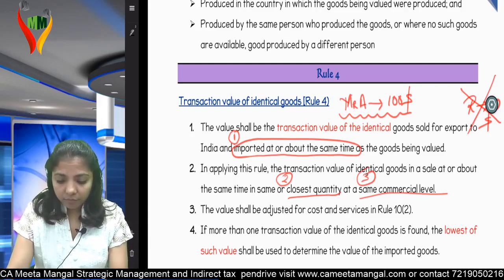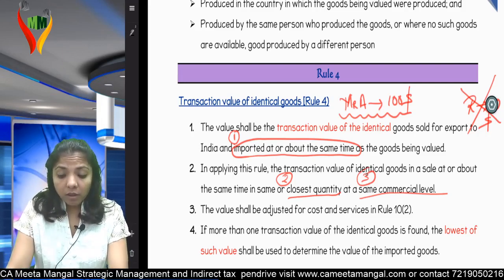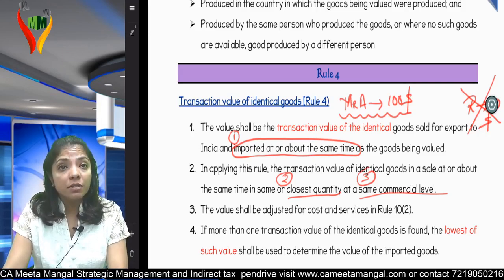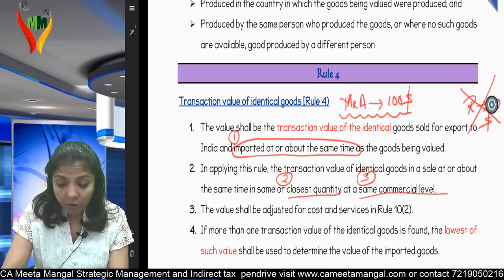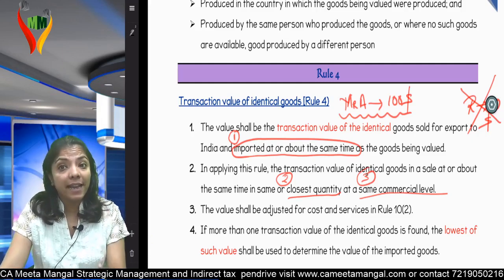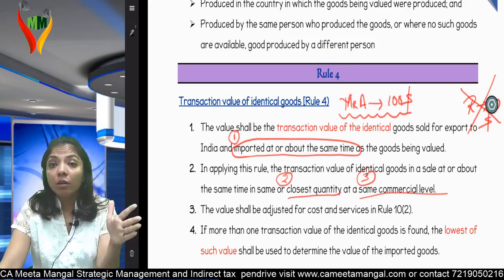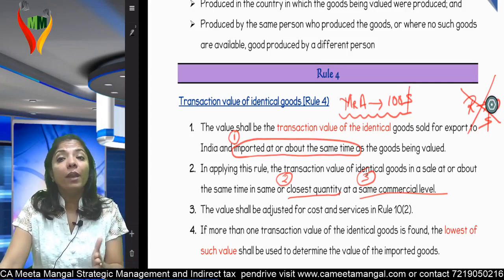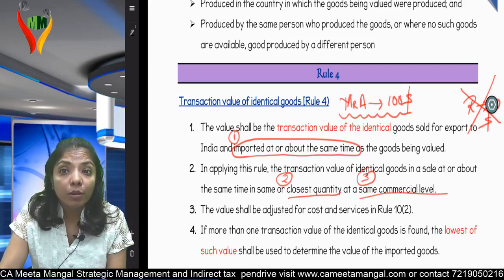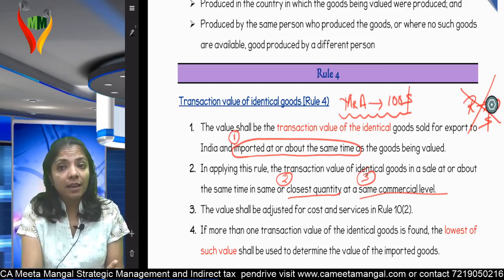Yes. Now, in applying, okay, second point, third point. The value shall be adjusted for cost and services in Rule 10 Subrule 2. Understand? We have already studied Rule 10 Subrule 2. I hope you're with me. See, what is $100? $100 is the transaction value, that is FOB value. Free on board. $100 is FOB value. I hope you're with me. Yes? Can I go ahead? Okay.